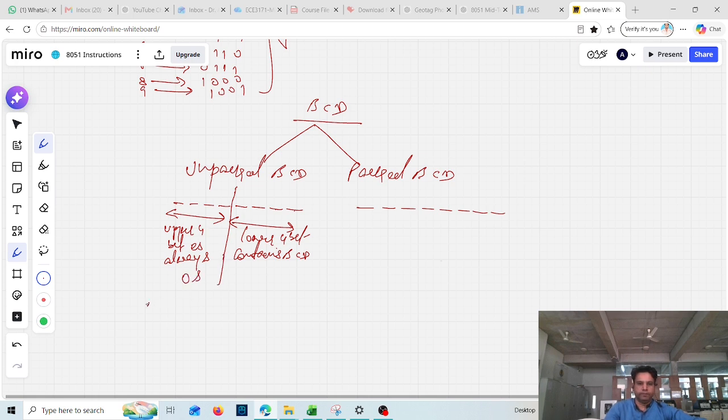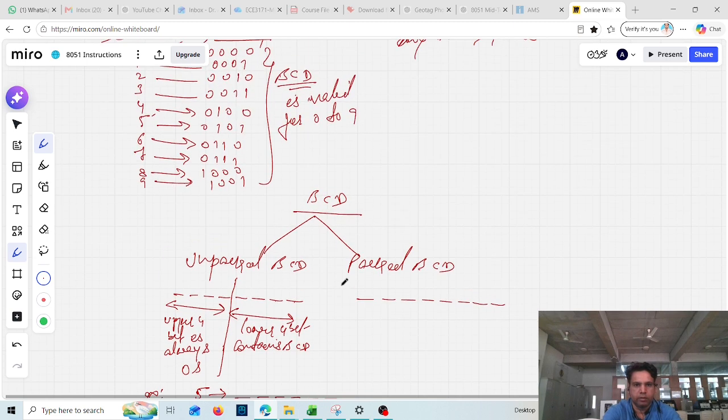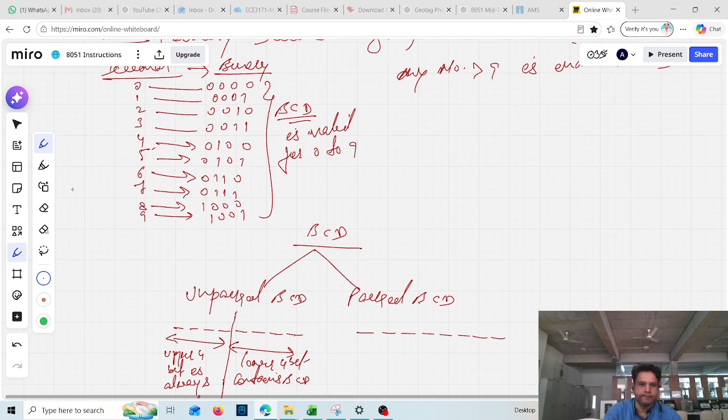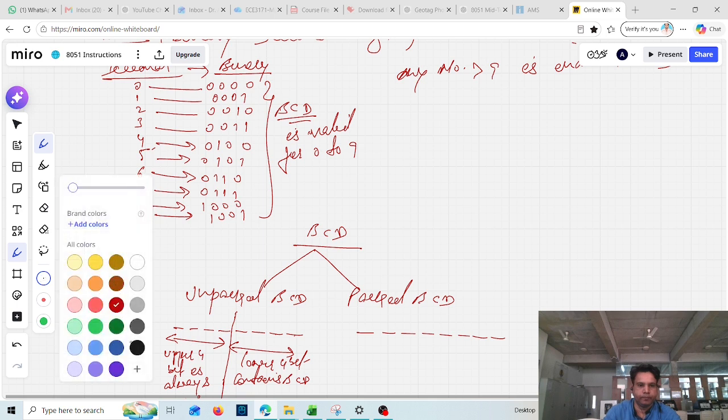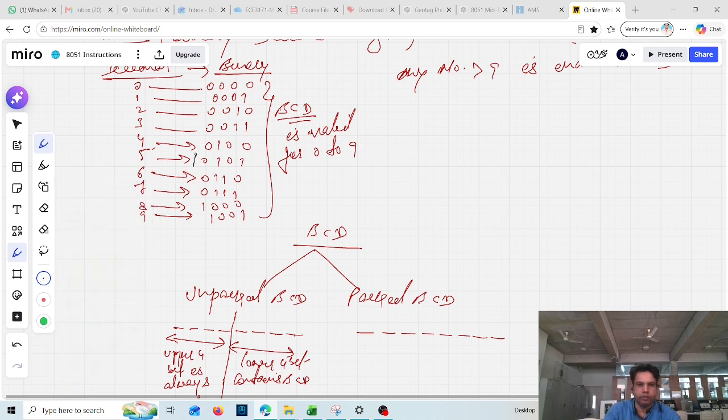So for example, say 5. Now this 5 is written using 8 bits. The lower 4 bits are only going to represent the 5. We know this 5 is here, and we have seen that 5 is 0101. So the 5 is going to be here.